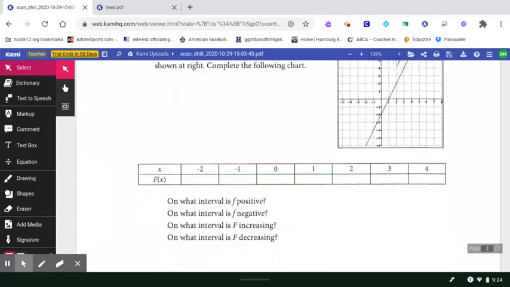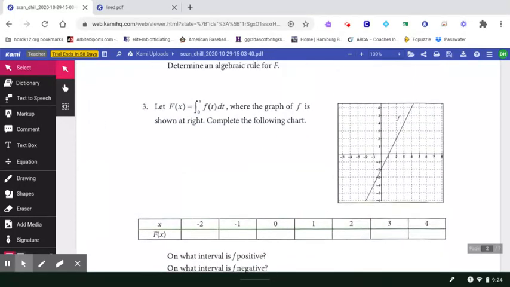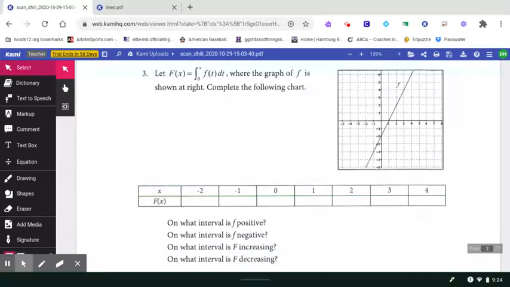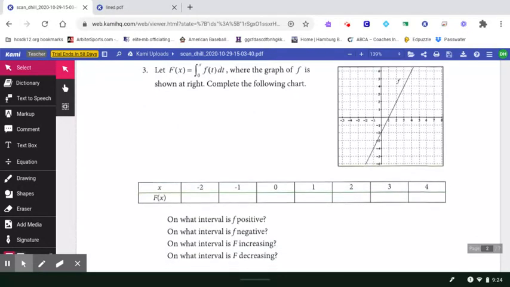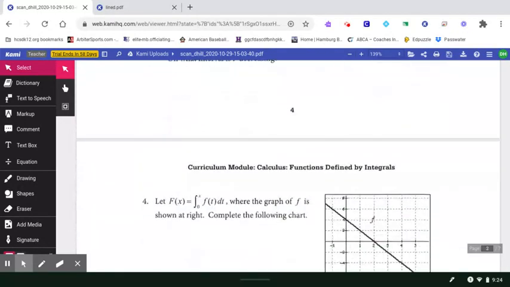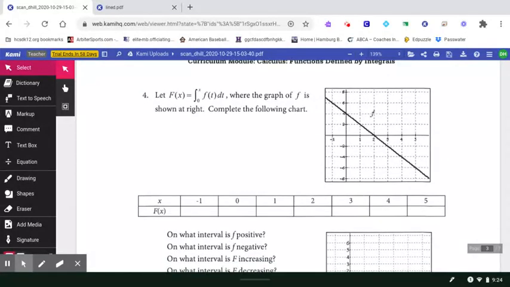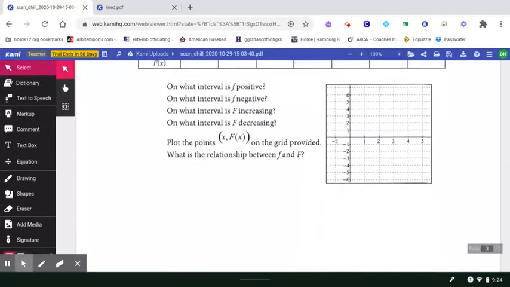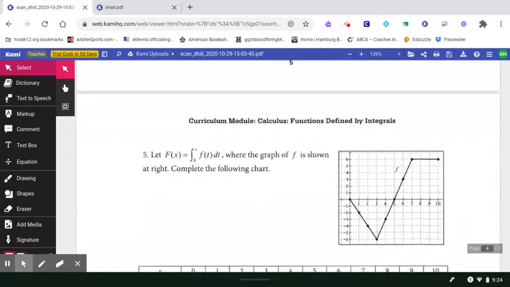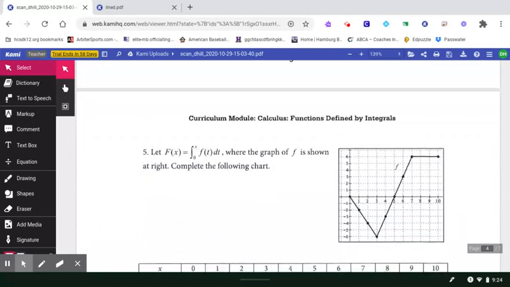Scrolling down here, the third one, it looks like lowercase f is now a linear function that has a slope of 2. It's sometimes below the x-axis, sometimes above. So that's going to stretch our understanding. Number 4 is now a decreasing linear function. And the last one, number 5, is going to have all sorts of fun waiting for you.